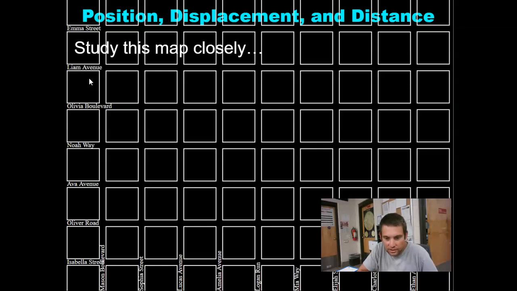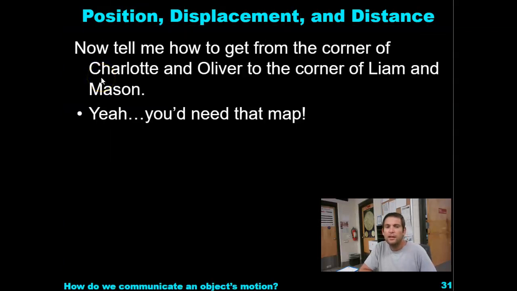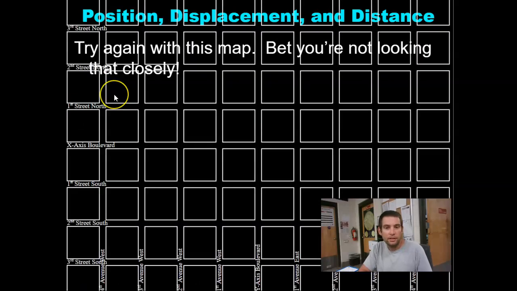all the names here. Now that you've looked at it closely, how do you get from the corner of Charlotte and Oliver to the corner of Liam Mason? Gonna need that map again, right? Well, here it is. Here's the map.